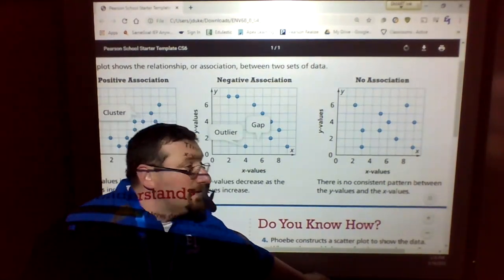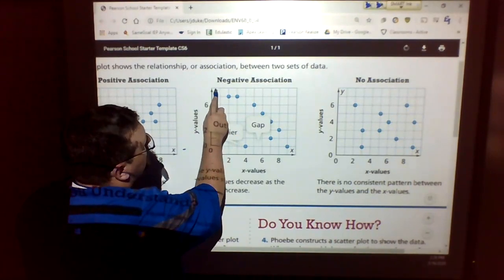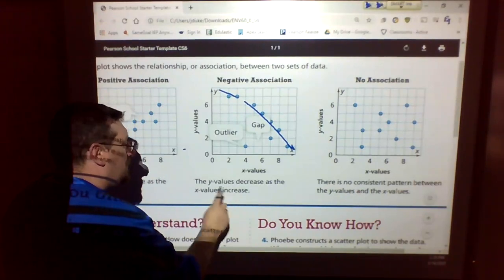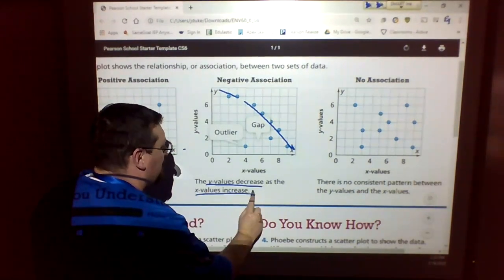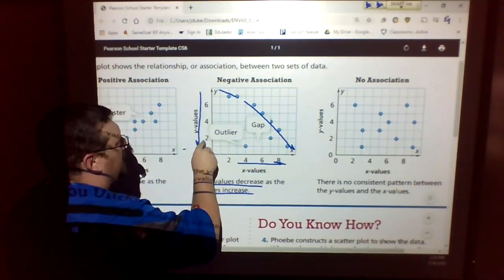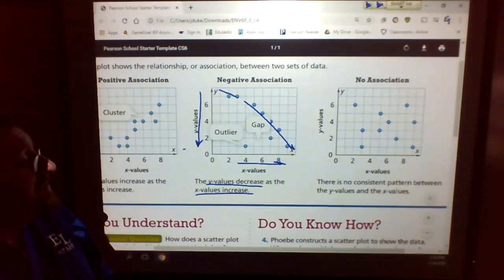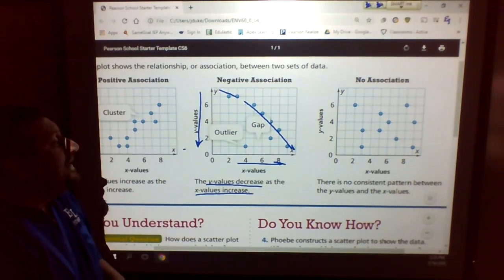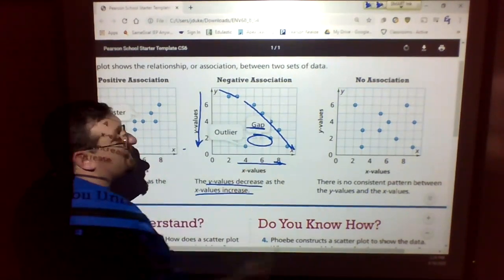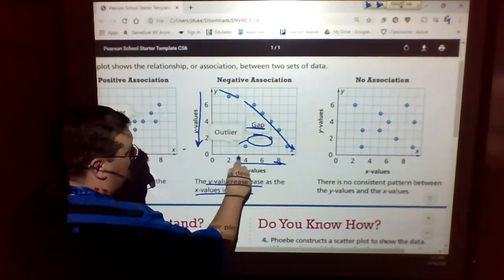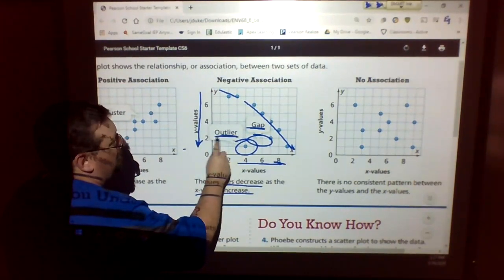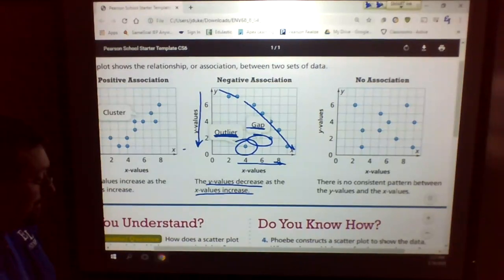In this particular graph, if I were to draw a line through those points, it goes this way. The y values are decreasing as the x values increase. X is going up, y is headed down. That's a negative association. It has a negative slope. Two terms to look at: if we have an area where there are no points, we call that a gap in the data. And if we have one that hangs out on its own, away from everybody, we call that an outlier. More on that later.